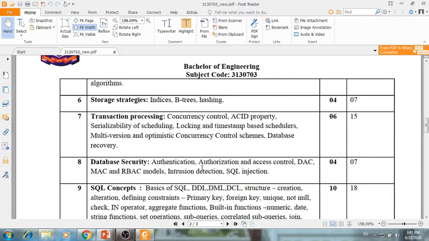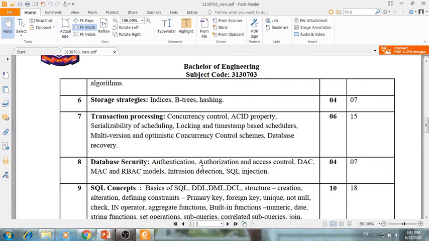Next is the storage strategy, indices, B trees, and hashing. It is all about the structure of the data. GTU offers the data structure subject in the same semester, but right now we are going for only 3 subjects in the online teaching method. So you will learn all the topics, indices, B trees, and hashing, in data structure as well as in DBMS.